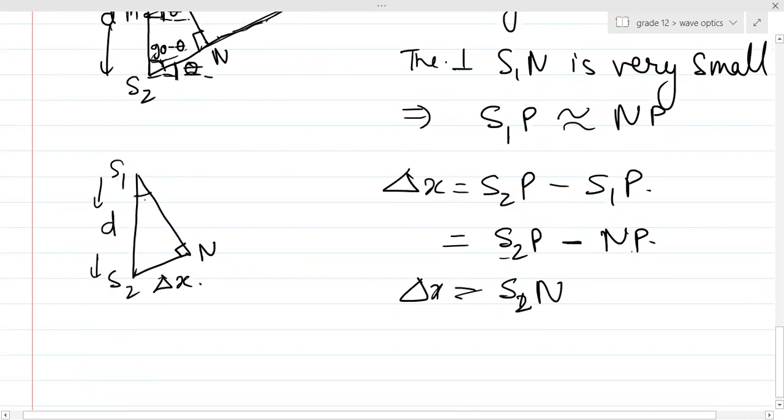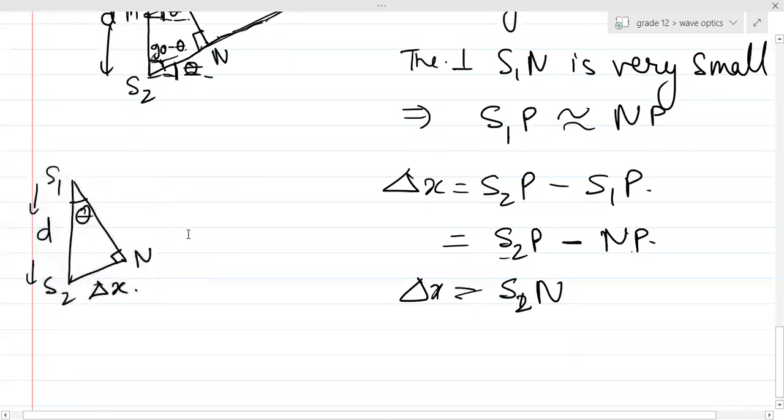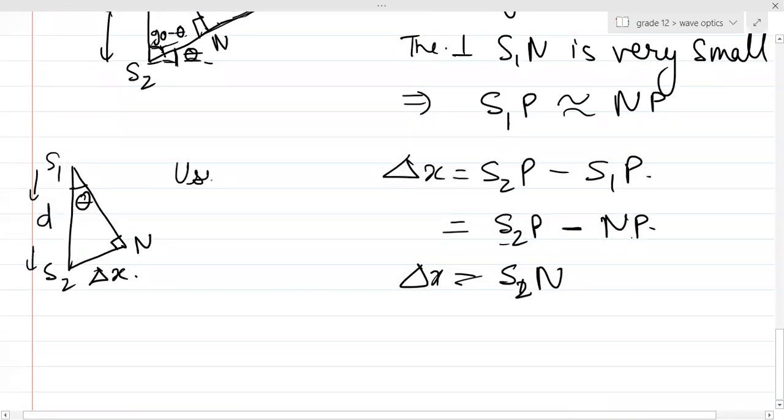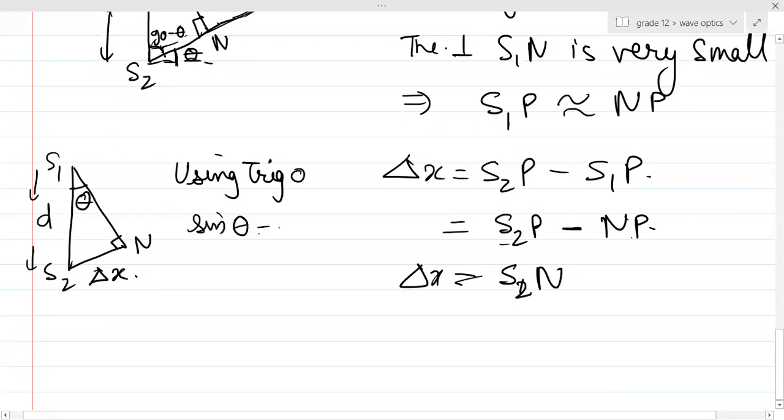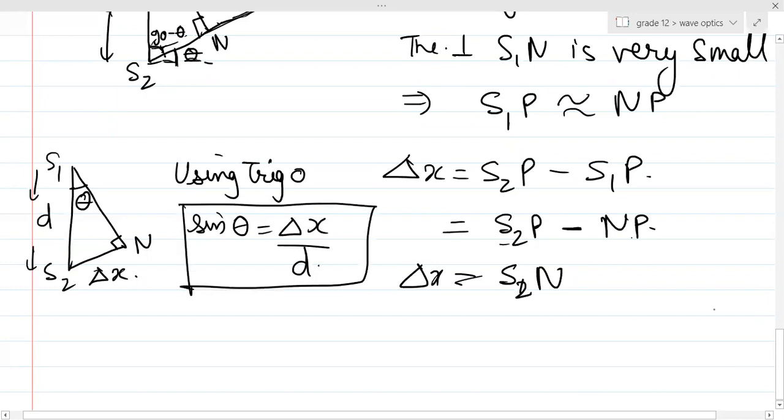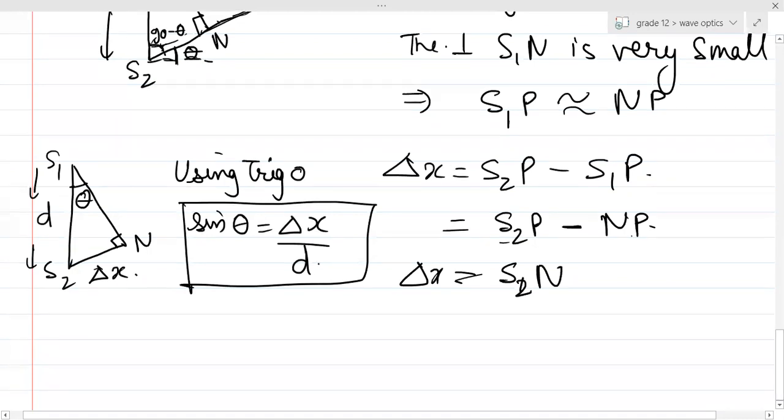And if this is your path difference, this angle was theta. You can form one more equation using trigonometry. Guys, using trigonometry, what will be that equation? Can you see the side opposite this angle is basically what? Sin theta. So using trigonometry, sin theta is equal to delta x upon d. So guys, can you see at the end you are getting two different results.